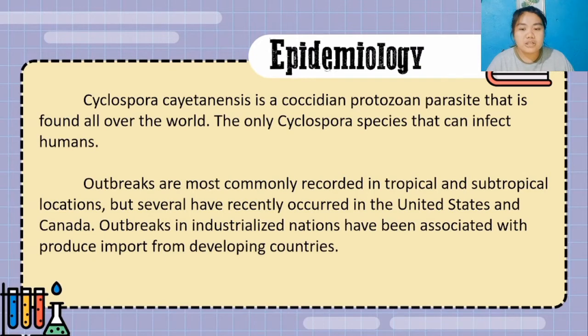So the epidemiology naman, Cyclospora cayetanensis is an oxygen protozoan parasite that is found all over the world, and it is the only Cyclospora species that can infect humans. Outbreaks are most commonly recorded in tropical and subtropical locations, but several have recently occurred in the United States and Canada. So the outbreaks in industrialized nations have been associated with produce imported from developing countries.